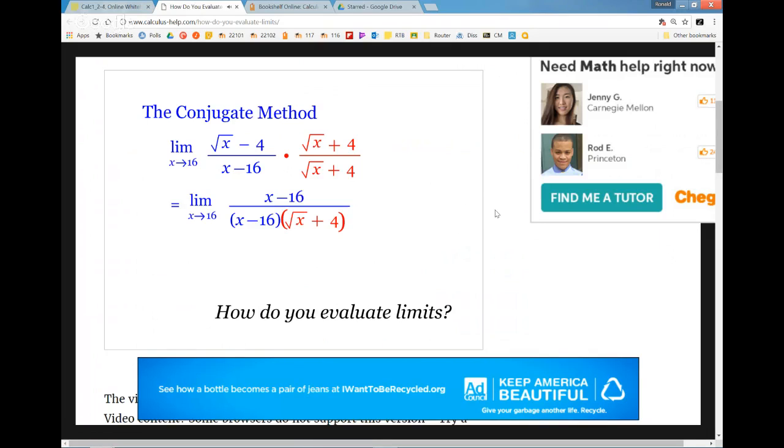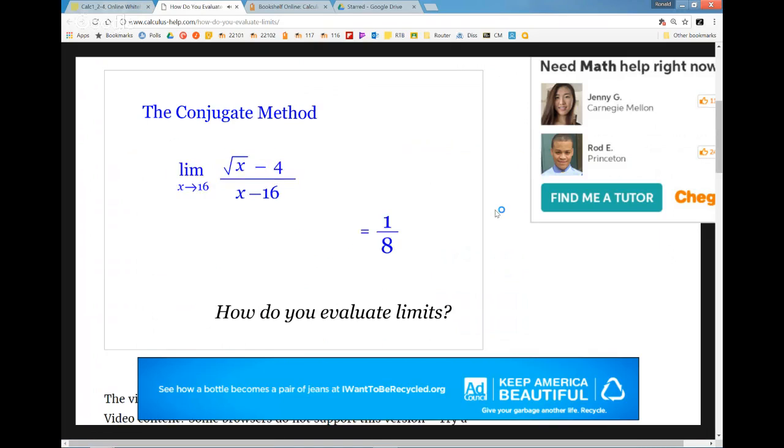Since I have x minus 16 in both the numerator and denominator, I can cancel them, just like I canceled like terms in the factoring method, and I'm left with the limit as x approaches 16 of 1 divided by the square root of x plus 4. Do you see why we didn't want to multiply on the bottom? It makes simplification much easier. Now I'm able to plug in 16. Substitution works. When I do so, I get 1 divided by 8. So the limit as x approaches 16 of my original function is 1/8. And that's the conjugate method.